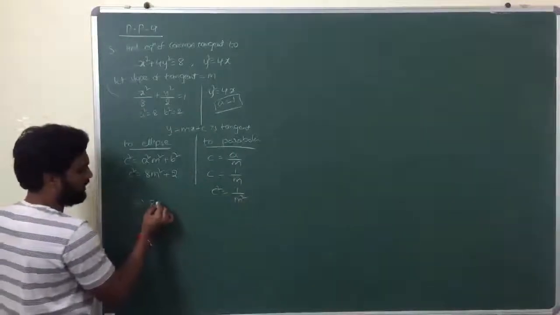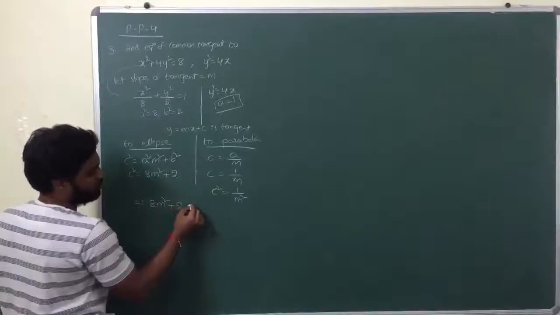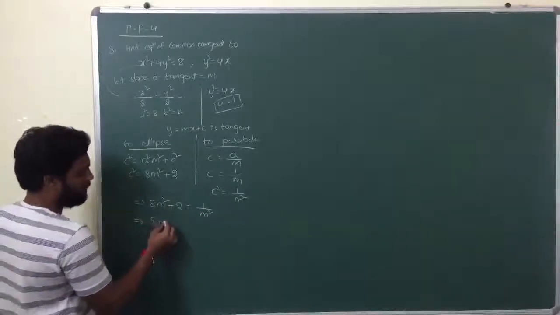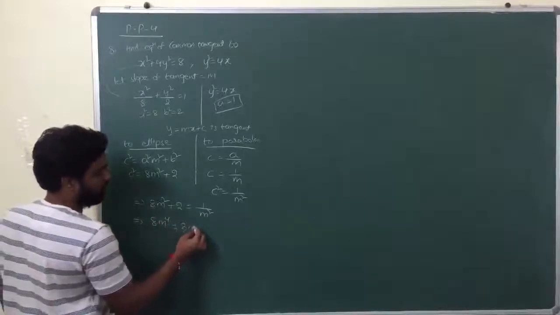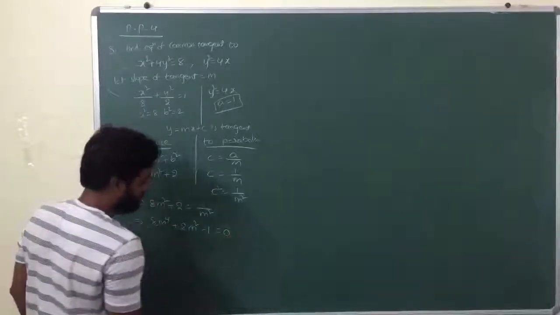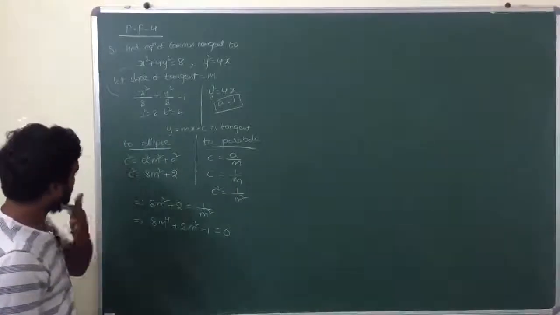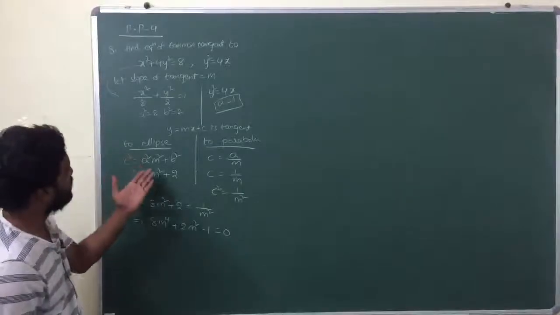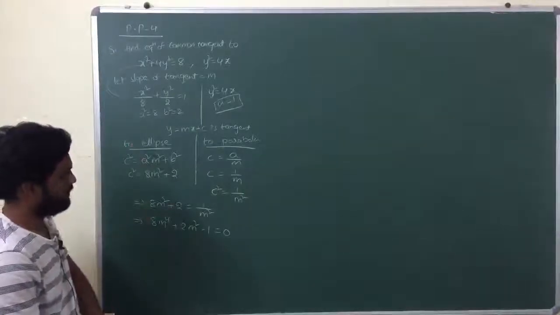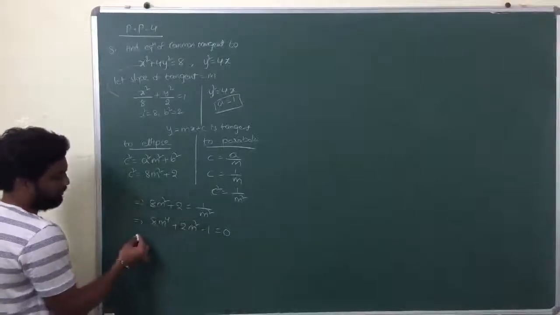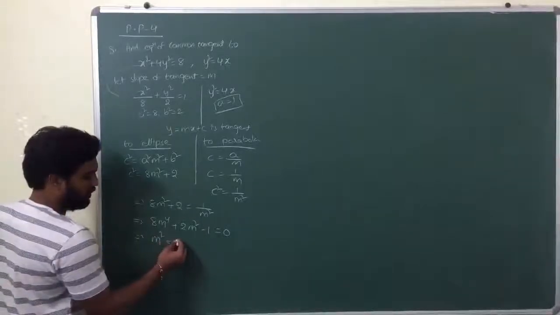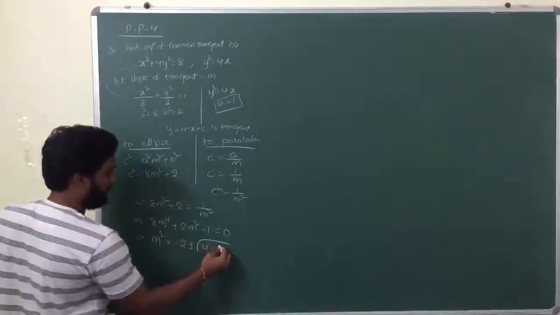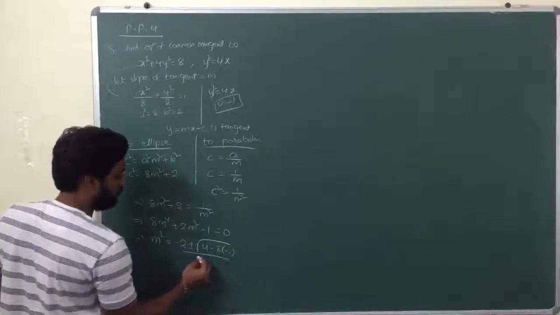From here, I'm going to get 8m square plus 2 is equal to 1 by m square. Cross multiplication: 8m power 4 plus 2m square minus 1 is equal to 0. Okay, everything is alright. Now m square is equal to minus b plus or minus under root b square minus 4ac by 2a.